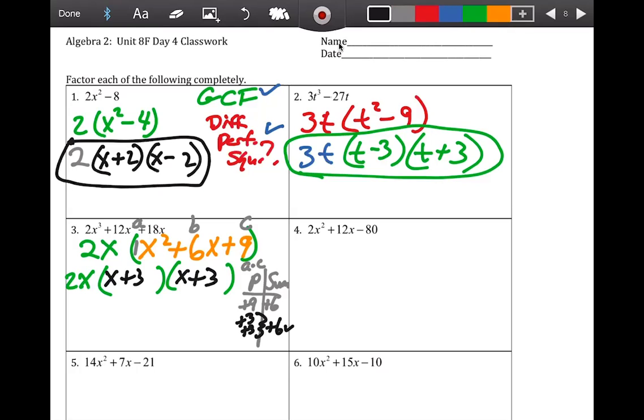This is a good answer, just not simplified. So instead of saying x plus 3 times itself, I'm just going to say x plus 3 squared. That is fully factored and simplified. Very nice.